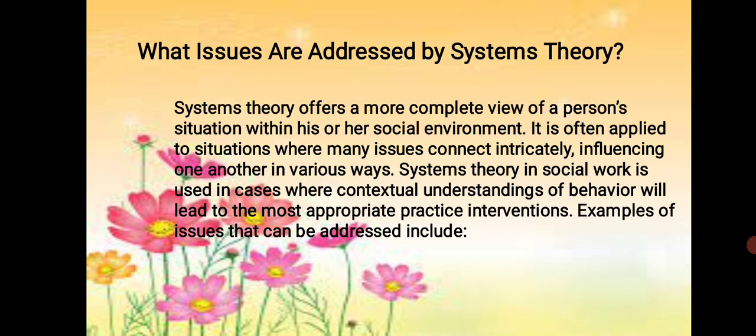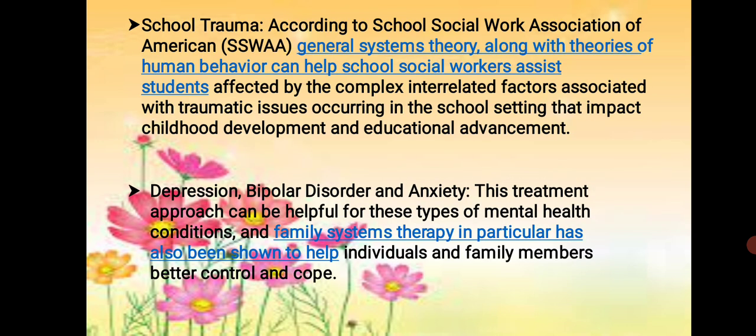practice interventions. Examples of issues that can be addressed include, number 1, school trauma. According to the School Social Work Association of America, general systems theory along with theories of human behavior can help school social workers assist students affected by the complex interrelated factors associated with traumatic issues occurring in the school setting that impact childhood development and educational advancement.